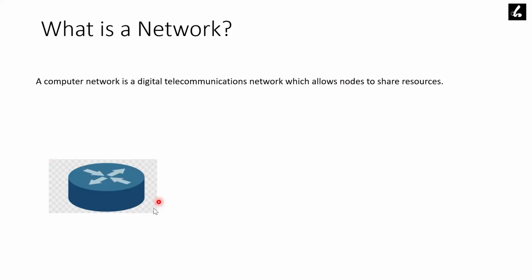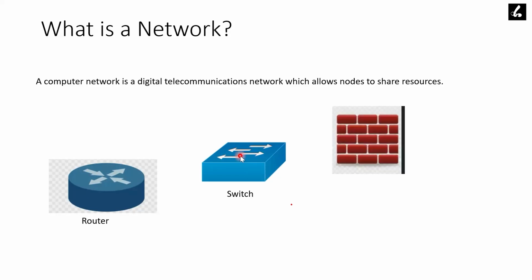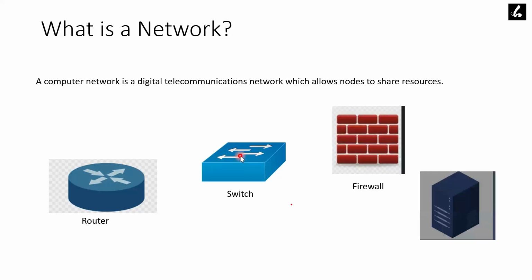This symbol is how we represent a router. It can be cylindrical or circular in shape, sometimes represented with a square also, but the main thing is the arrows: two arrows outward and two arrows inward means it's a router. This is a switch, with its own arrows. This one is a firewall. And this one is a server, where all your content is stored.